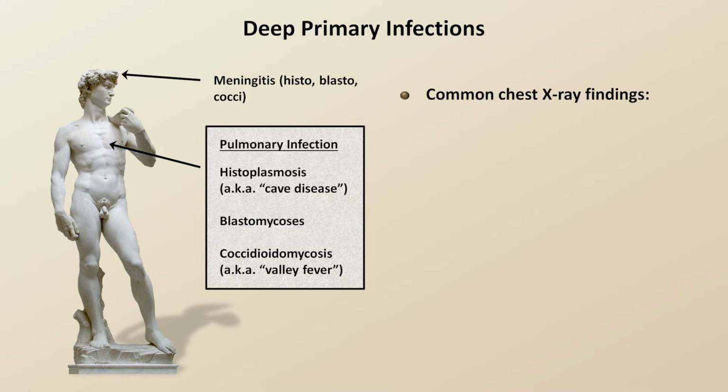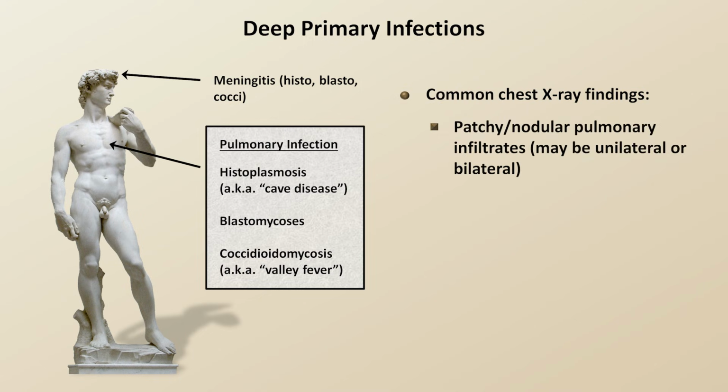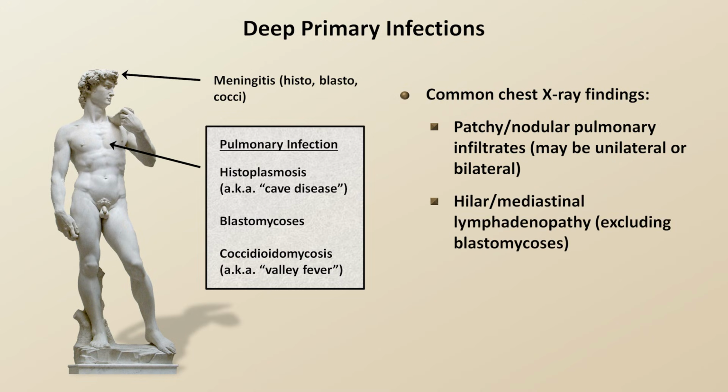The chest X-ray of symptomatic patients is usually abnormal and may be the first thing to suggest infection from a dimorphic fungus. Common findings include patchy or nodular infiltrates, which may be either unilateral or bilateral, and hilar and/or mediastinal lymphadenopathy. The one exception is that blastomycosis isn't usually associated with lymphadenopathy. There are certainly many other potential X-ray findings, and none of these are pathognomonic for one particular infection.